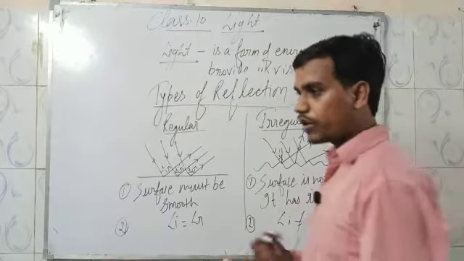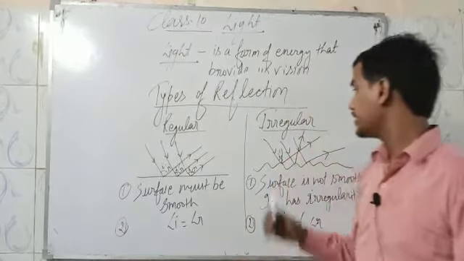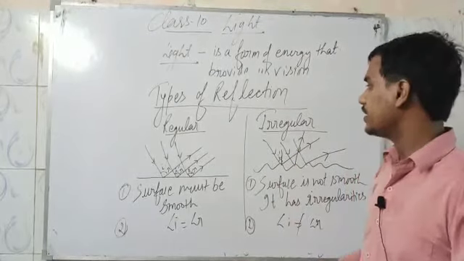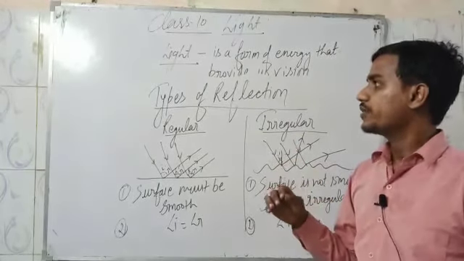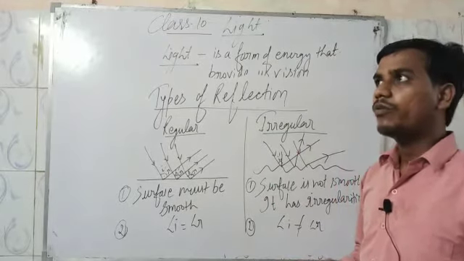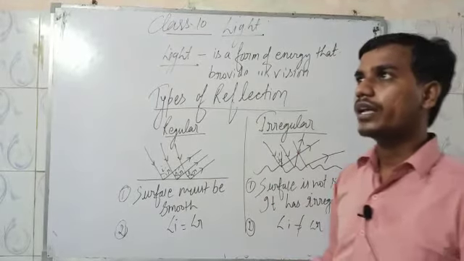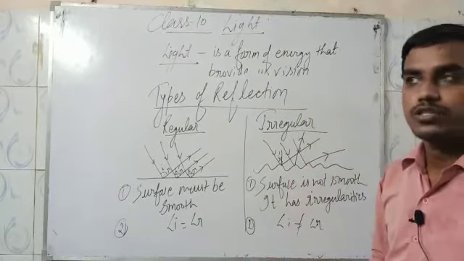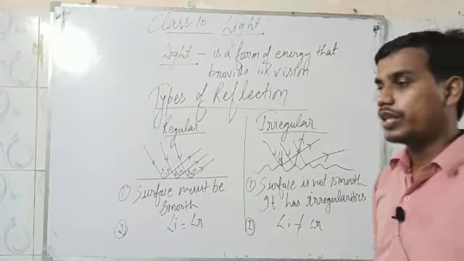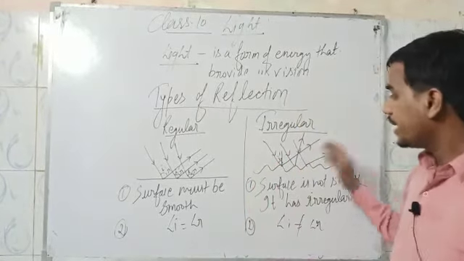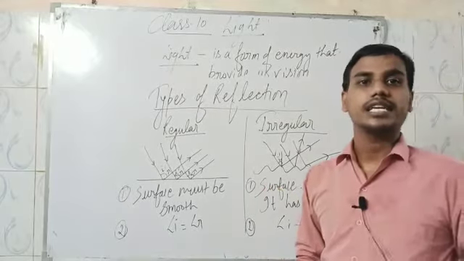Now what will we conclude about irregular reflection? Can we say that irregular reflection doesn't satisfy the laws of reflection? Yes, we can say that. But can we say that the laws of reflection have failed, that the laws of reflection are not correct? No. The laws of reflection are absolutely correct, but in this condition they are not satisfied.